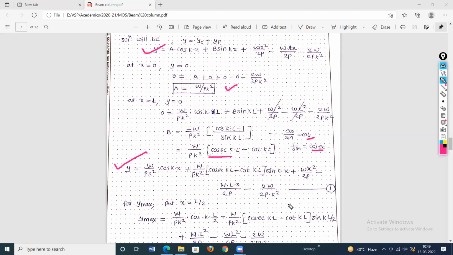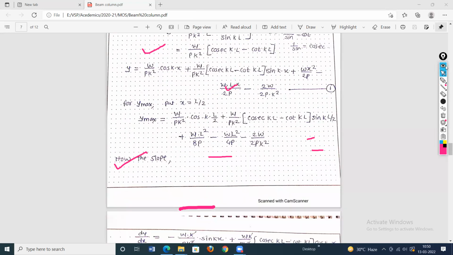Again, this is a function of x. So substitute any value of x, and you will get the deflection at that point. Then to find the maximum deflection, which is maximum at the center, in this equation substitute x equal to L by 2. So we get this equation for maximum deflection.